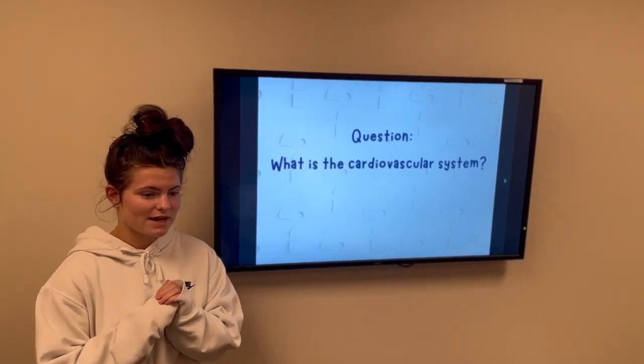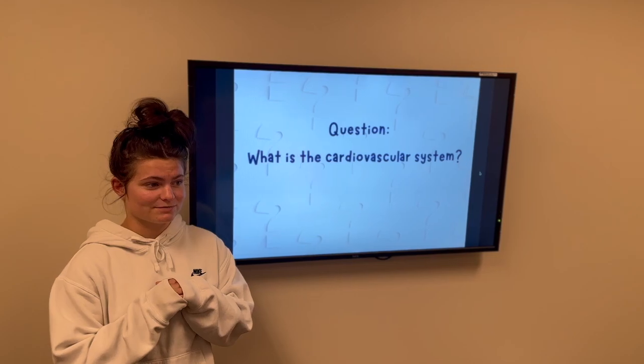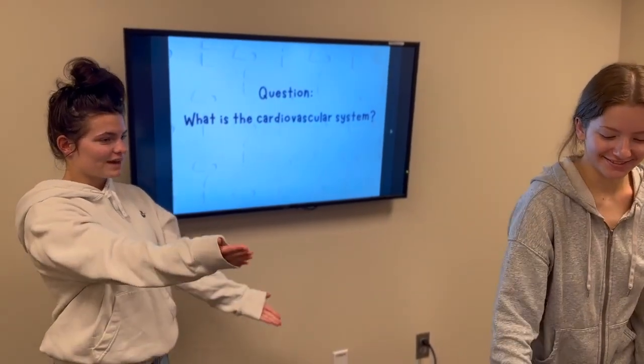Player 1, Tess. The question is, what is the cardiovascular system? This is the system that helps deliver oxygen and energy substrates, removes carbon dioxide and other metabolic waste products, transports hormones and other molecules, supports thermoregulation and controlled body fluid homeostasis, maintains acid-base balance, and regulates immune function. Yay! You may roll the dice.